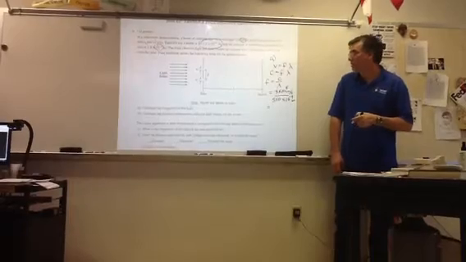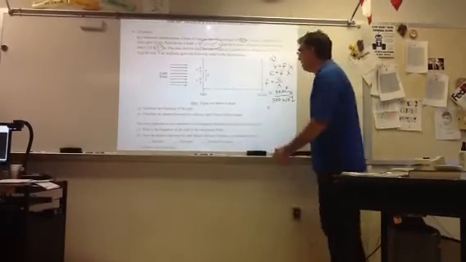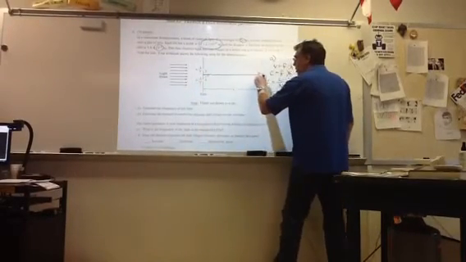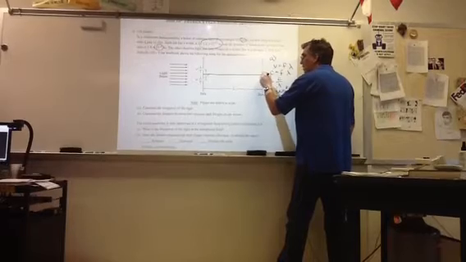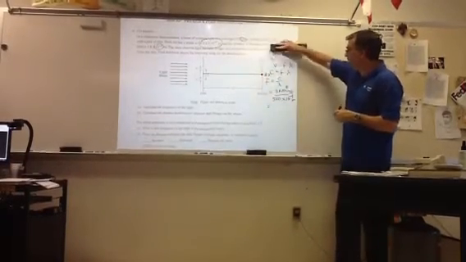Now the next part says, calculate the distance between two adjacent dark fringes on the screen. Well, let's see here. I'm going to go from here to here. Okay, this is going to be my bright spot, isn't it? And when you get that answer, I'm going to erase this here.